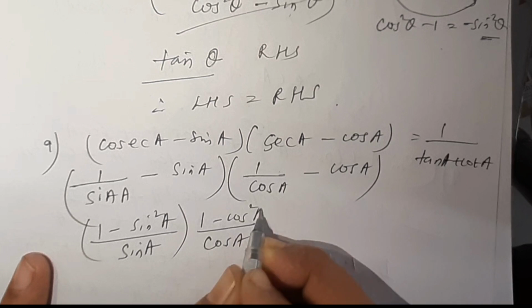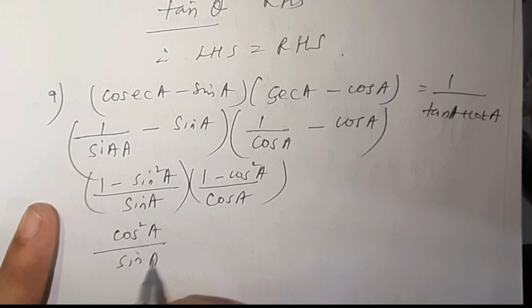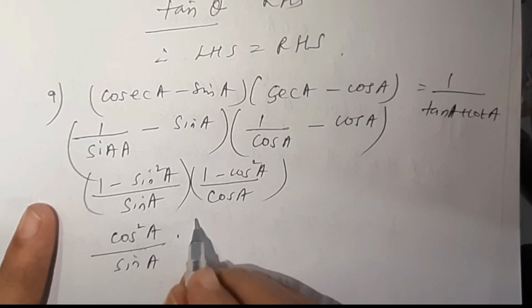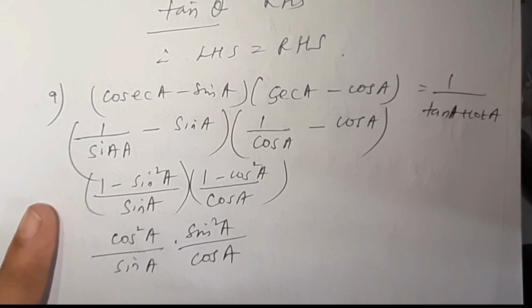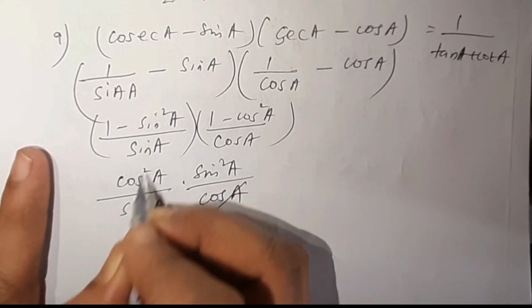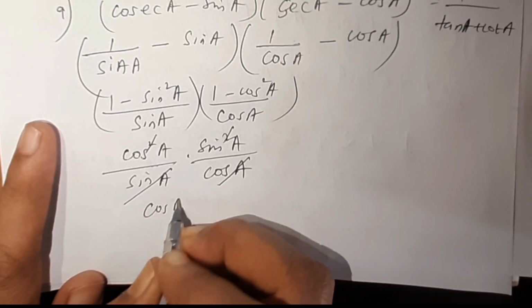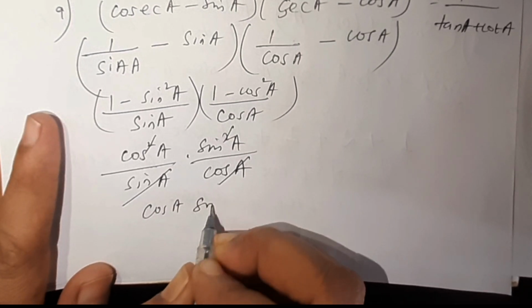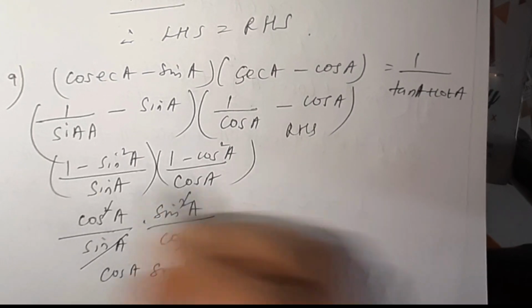1 minus cos square A. Now 1 minus sin square A is cos square A as per the identity, writing the sin A as it is, and 1 minus cos square is sin square, and cos A to be written as it is. Now we can cancel the like terms here, sin will get cancelled, so we're left with cos A and sin A. So let's start out with the RHS. So this was our LHS.